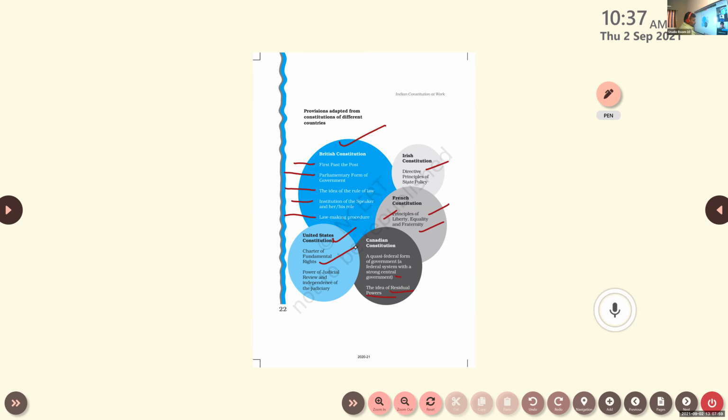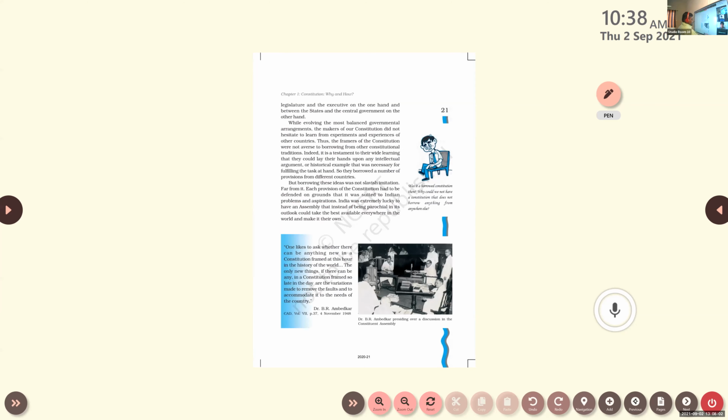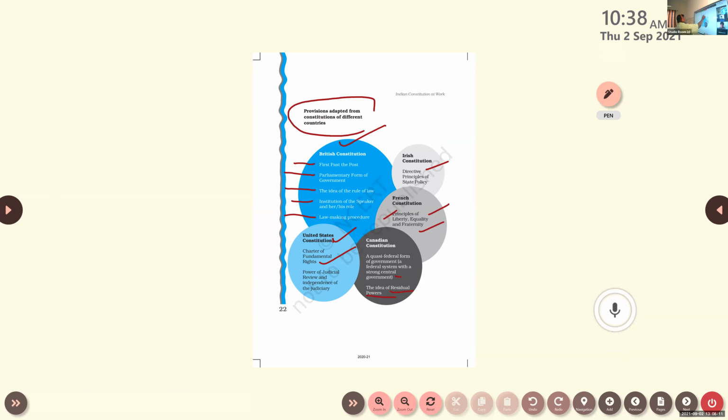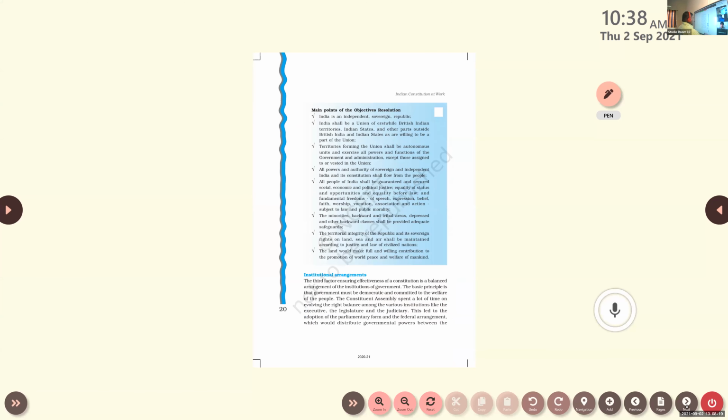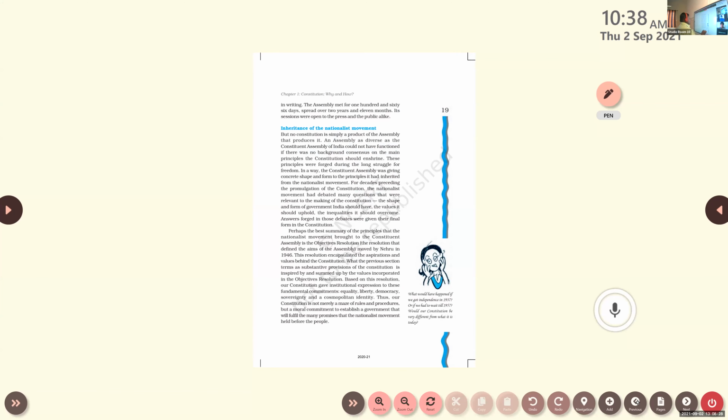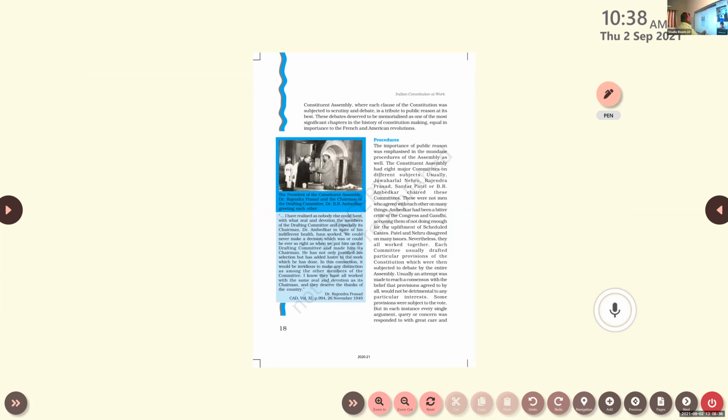So in this chapter, I told you it is related to the functions of the Constitution. Here you can see provisions adopted from the constitutions of different other countries. These things are important for examination. And you can see here the main points of the Objectives Resolution. This time I am not asking any question from that area, but for the terminal examination, questions will be from that section. So just keep that in your mind.